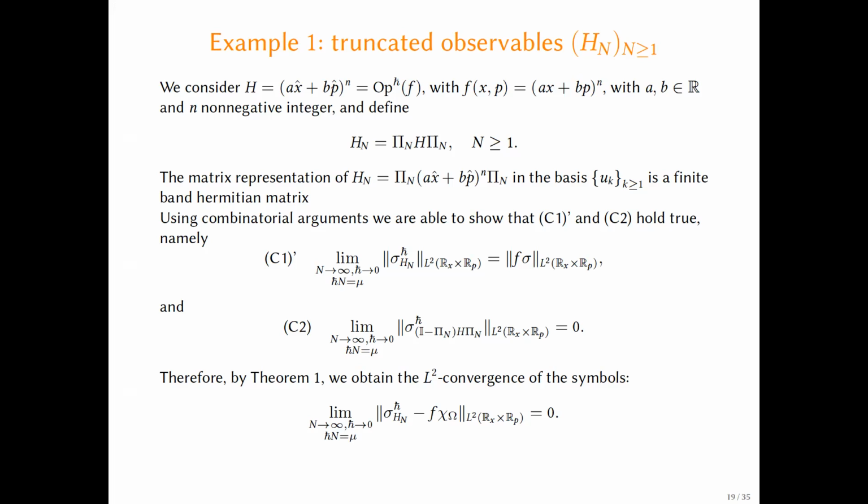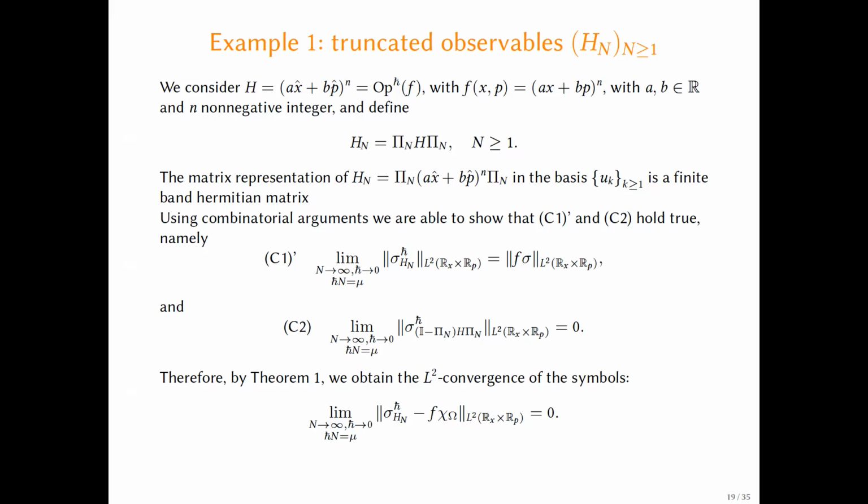And so one can look at this finite rank operator as a matrix representation in the basis of Hermite functions. And this is a finite band matrix. So for instance, if n is equal to 1, and if we consider only the momentum operator, we have a tridiagonal matrix. I like this example very much because we can use a combinatorial procedure to prove that the L2 norm of the Weyl symbols of this truncated Hamiltonian converges exactly to the L2 norm of the limit. Catalan numbers and paths enter, and it's nice.